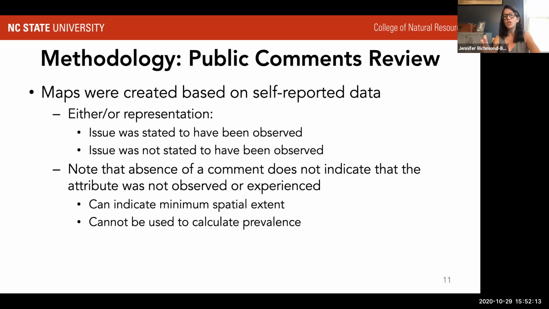It just means that they chose to focus their comments around some other aspect of the problem, like noise or health. So we just took what was in the record and used that to create these maps that can indicate things like minimum spatial extent of the impact of this facility, but we can't use this to calculate something like prevalence because we would have to make the assumption that the lack of a statement about some phenomenon actually meant that they weren't experiencing it, and that would not be true.